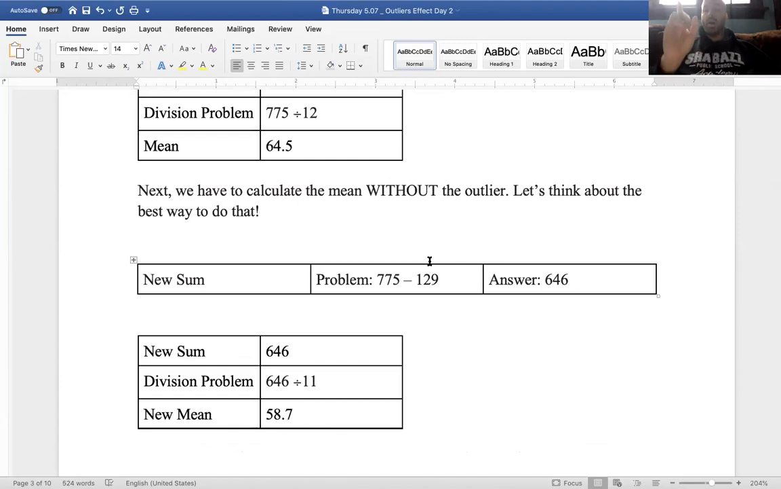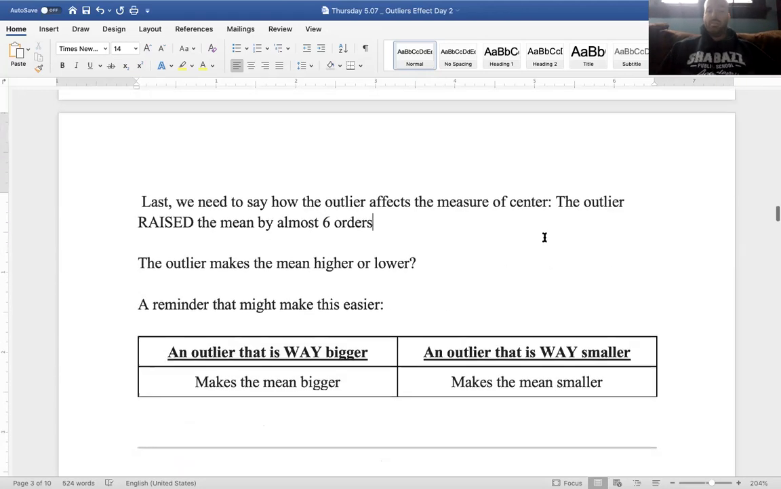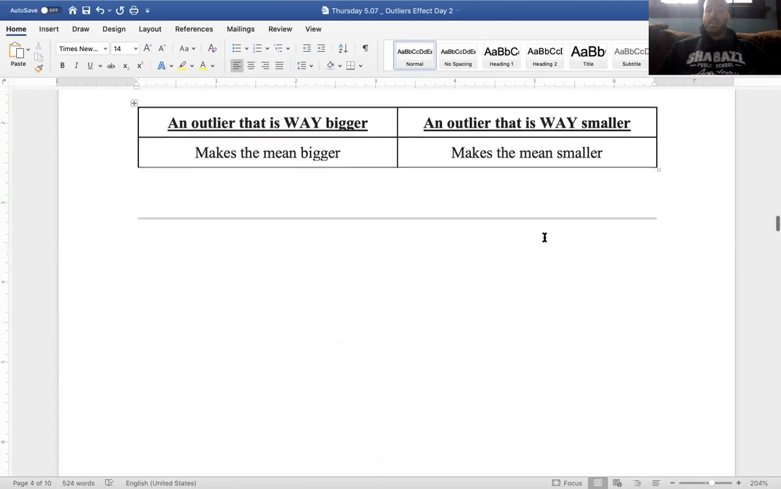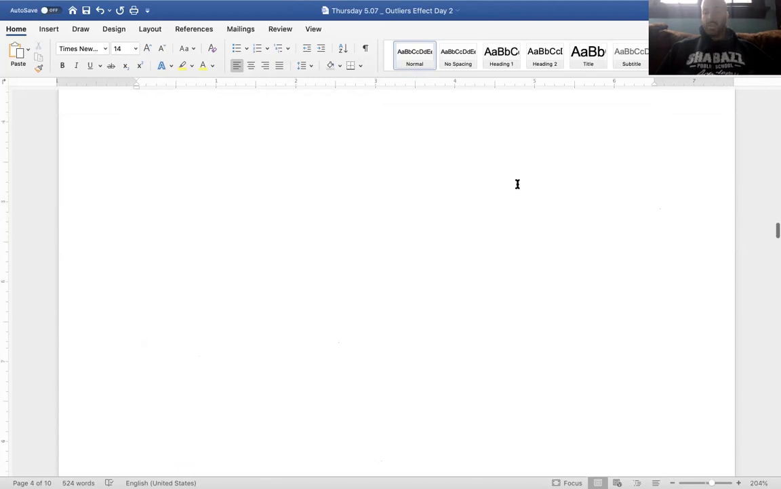Because it's going up. If the outlier is bigger, it causes the mean to go up. If the outlier is way smaller, it causes the mean to go down, okay? There's a good reminder to help you with that. Way bigger, the outlier, the mean goes up. Way smaller, the mean goes down.